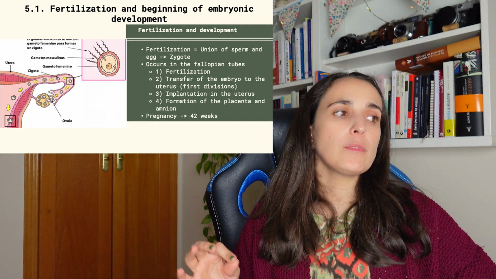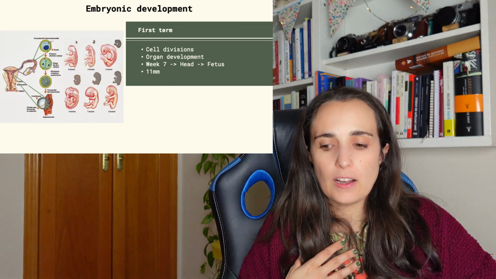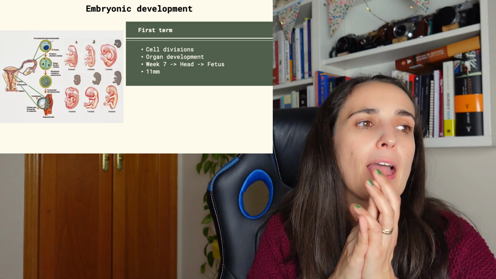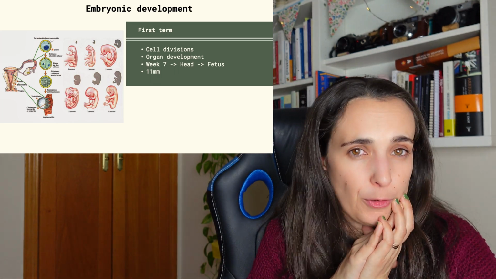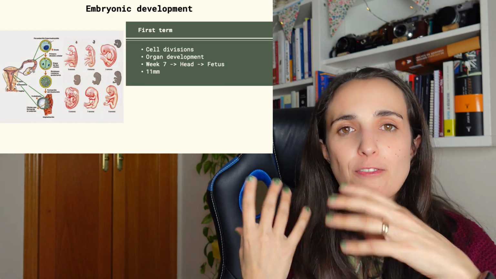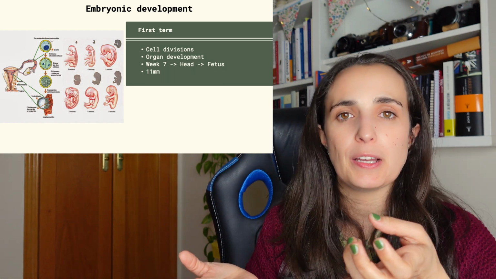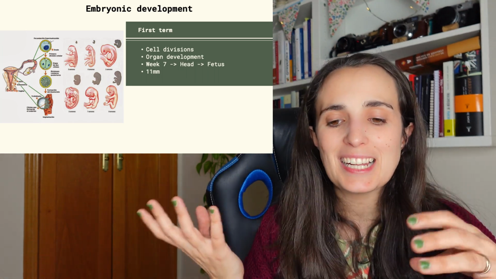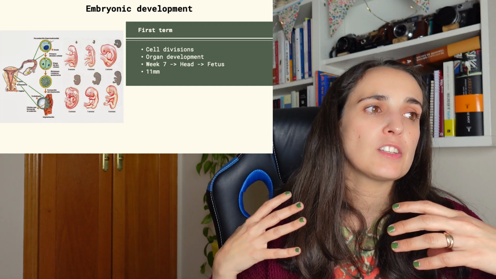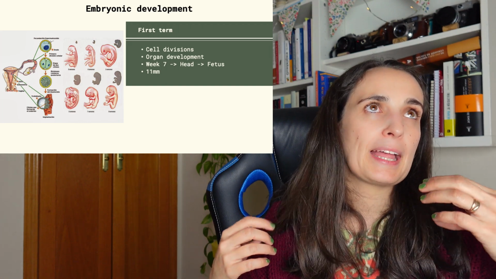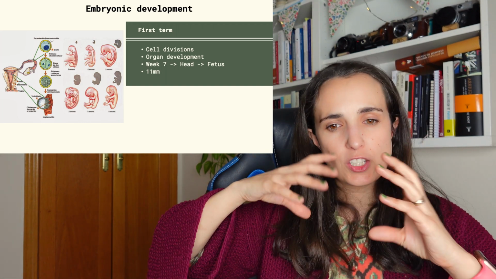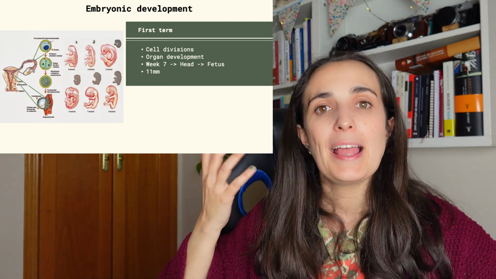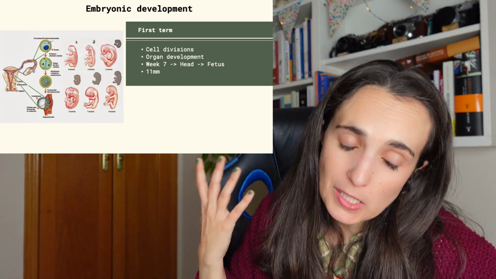So now we will learn what is going to happen in each term. In the first term, so for the first 12 weeks, 3 months, what is going to happen in the embryo is that the first zygote cell will start dividing into more cells. So it's going to be just a process of cell division, and the cells will start structuring depending on the organ that they will be specialized in the future.